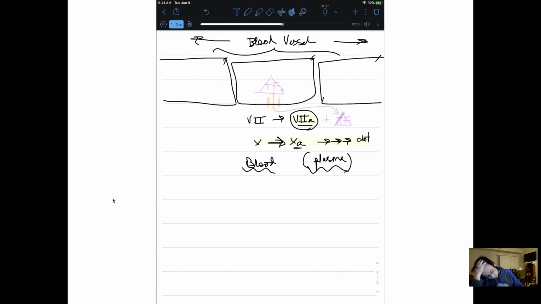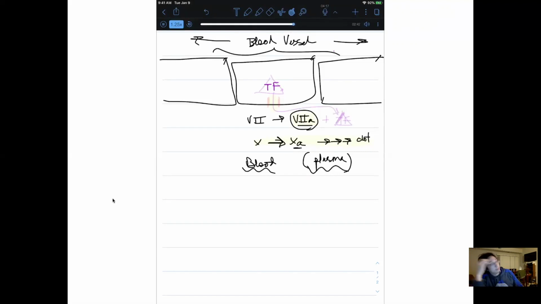Okay, so here, let me use a new color. Thank you, Navi, for mentioning this app. It's called Notability, and so I'm trying to use it. Thank you, Navi.